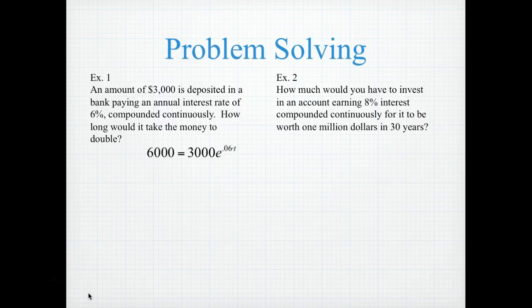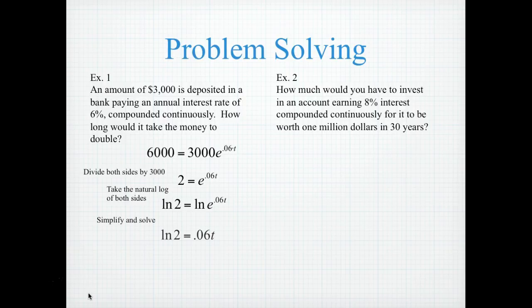So the first thing we have to do is isolate the exponent part. So we divide both sides by 3,000, giving me 2 equals e to the 0.06t power. Next, we're going to take the natural log of both sides. So the natural log of 2 is equal to the natural log of e to the 0.06t power. Now again, on the right side, we know the natural log of e is equal to 1. So that gives us the natural log of 2 is equal to 0.06t. Now if we divide both sides by 0.06, we can isolate t and get 11.55. So it would take 12 years for the money to double.